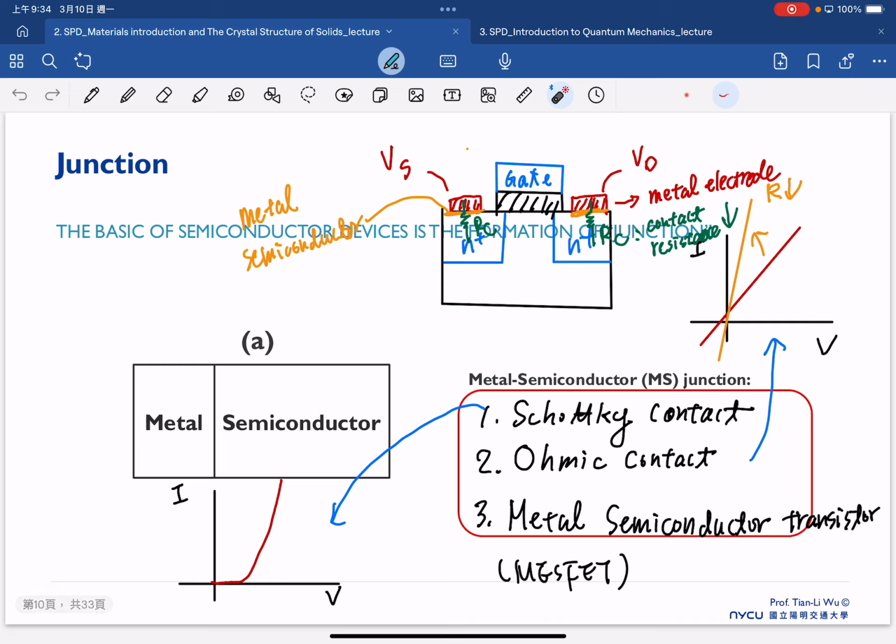This is what we mentioned last time: regarding the metal semiconductor, we have 3 different types of MS junction. One is the Schottky contact, another one is the ohmic contact, and the last one is the metal semiconductor transistor, and usually we call it a MESFET.